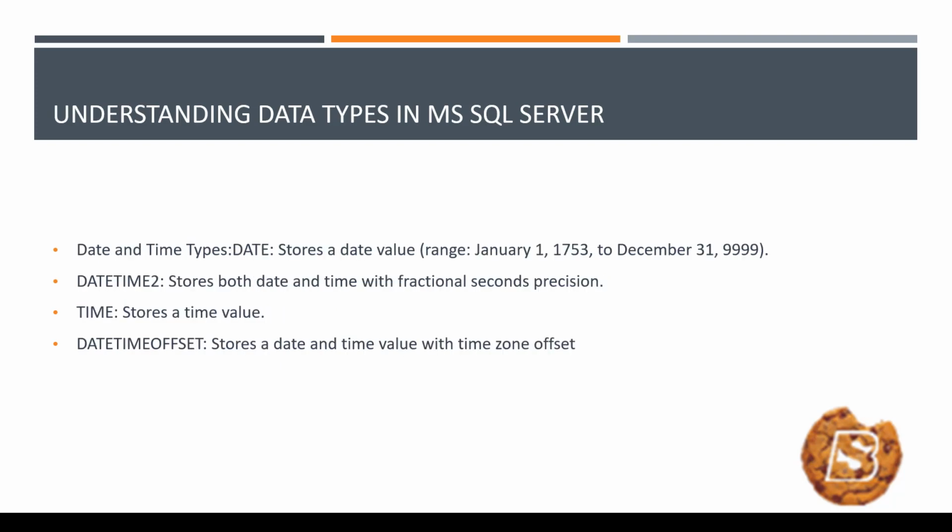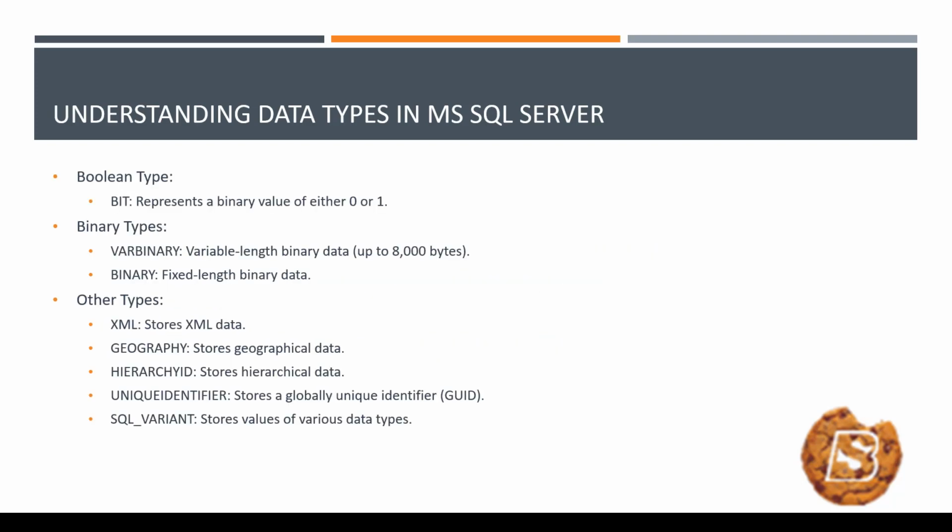Then we have date and time types. Date stores a date value, and datetime2 stores both date and time with fractional seconds precision. Time stores a time value, and then datetimeoffset stores a date and time value with time zone offset. We have Boolean type, that's bit, which represents a binary value of either 0 or 1.